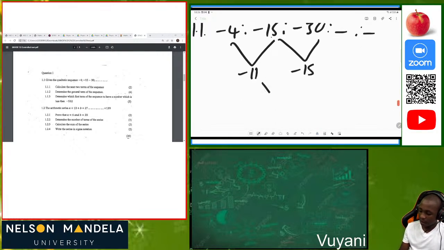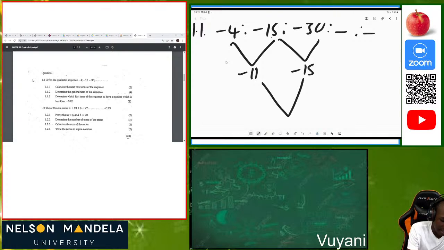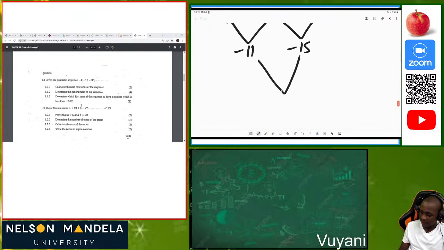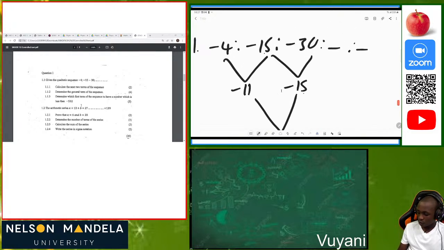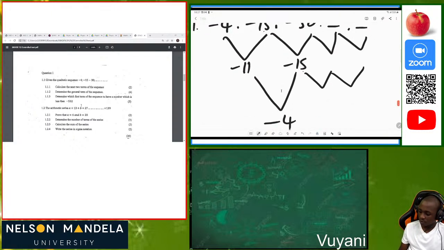Now let's determine our constant second difference. I want to show you a trick which is so essential and can help you as much as you can. Our constant difference here is -4, because -15 minus 11 is -4. Now we want to determine this term again. So how do we do that? We know that the constant is always the same.